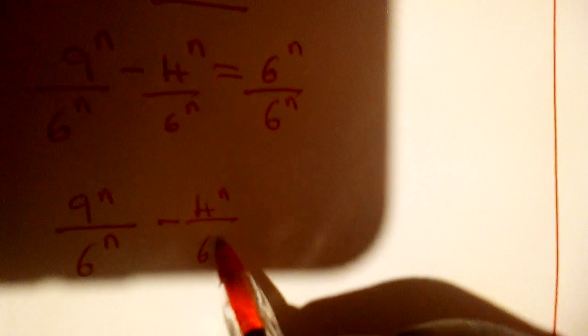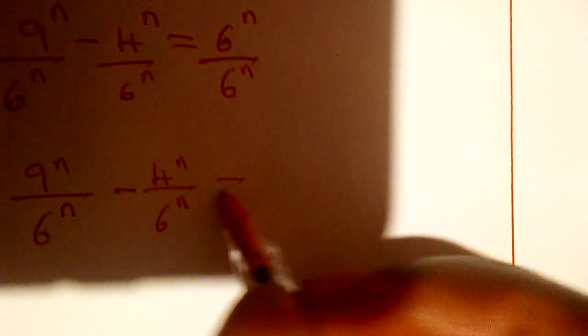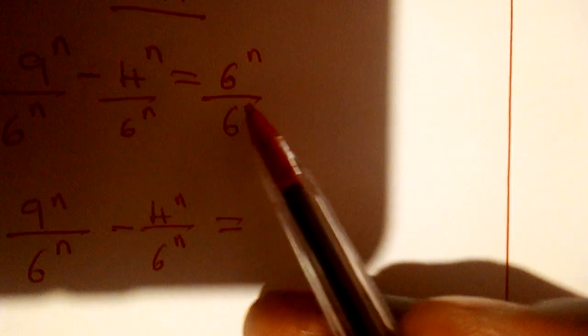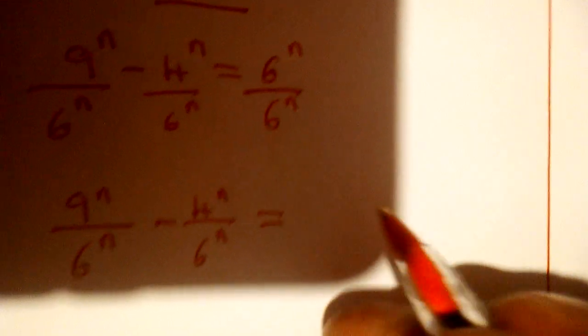9 to the n power over 6 to the n power minus 4 to the n power over 6 to the n power, and this is equal to 6 to the n power divided by 6 to the n power. The answer will equal 1.